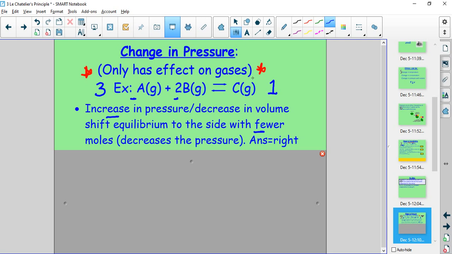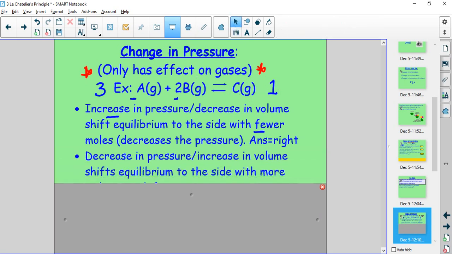So if you increase pressure, the shift is going to move more to the right because the right side has fewer moles of gas. Increasing pressure, you always want to do the opposite, move to the side with the least number of moles of gas, and in this case, the right-hand side. Okay, if you decrease pressure, or inversely increase volume, you're then going to shift the equilibrium to the side with more moles of gas. So in this case, it would be to the left.